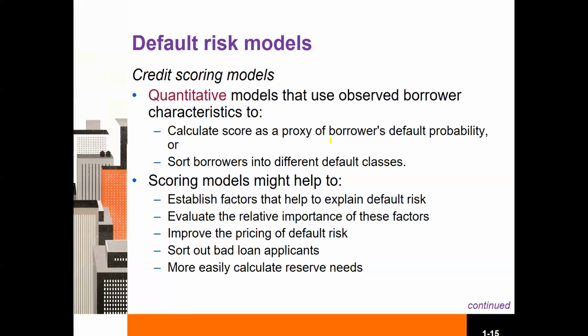By selecting and combining different economic and financial borrower characteristics, the financial institution may be able to numerically establish which factors are important in explaining default risk, evaluate the relative degree of importance of these factors, improve the pricing of default risk, be better able to screen out bad loan applicants, and be in a better position to calculate the reserves needed to meet expected future loan losses.